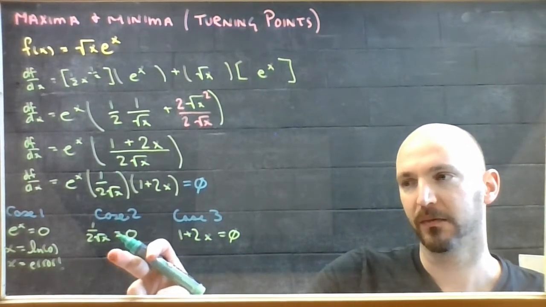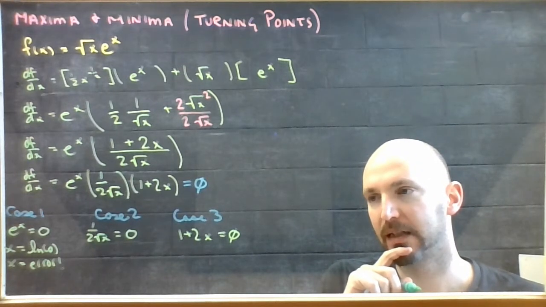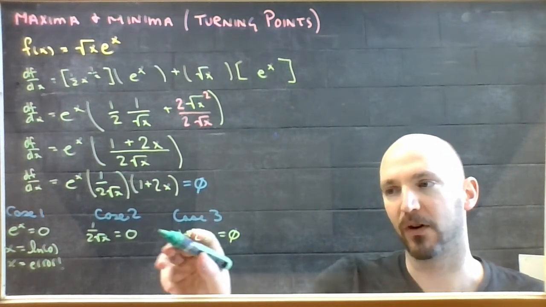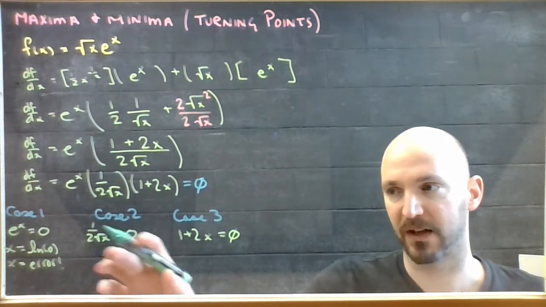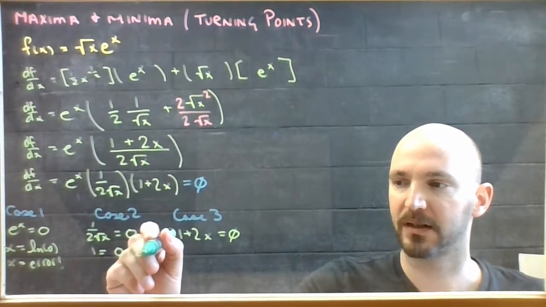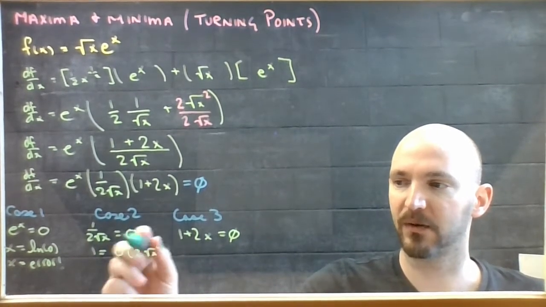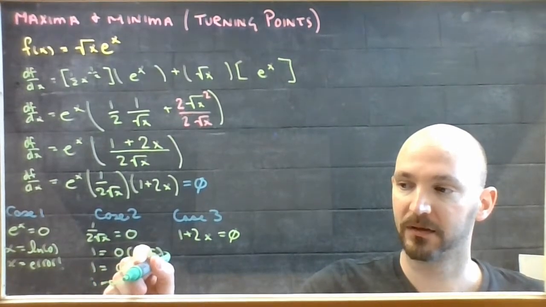This one here, 1 divided by 2 root x. Well, you can't get 0 through division. It's not possible. But if you want to convince yourself, perhaps you'd like to cross multiply. 1 equals 0 times 2 root x. And 0 times 2 root x would be 0, and this is impossible.